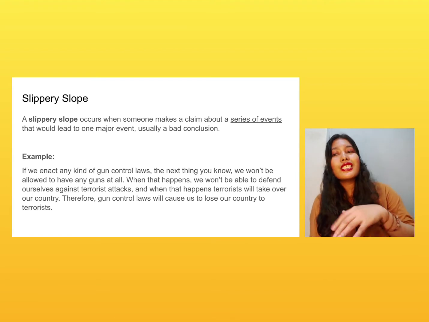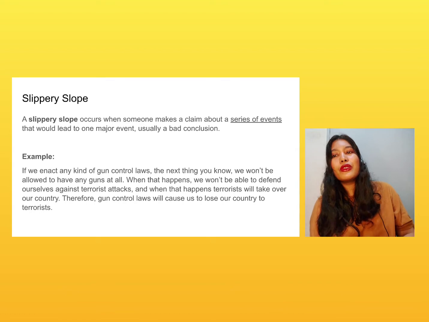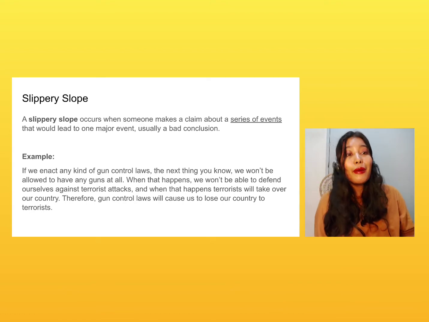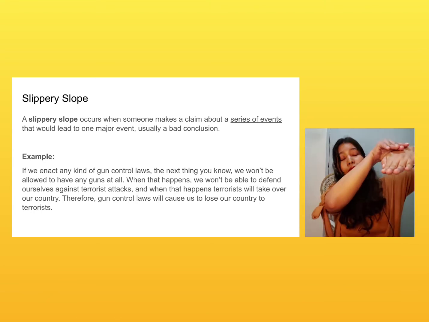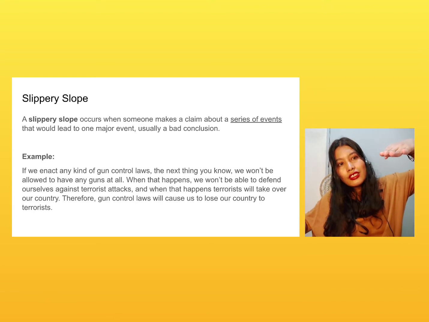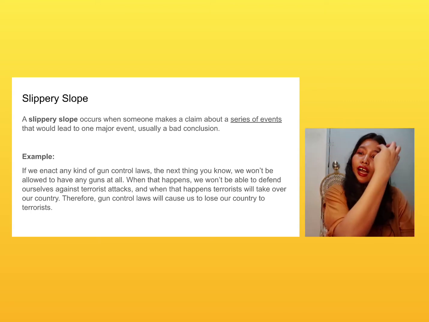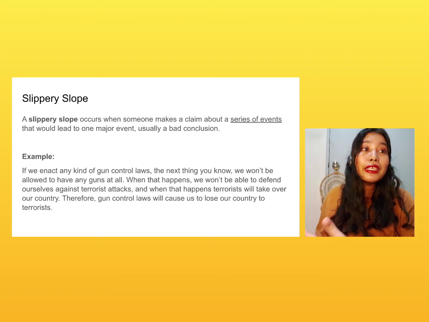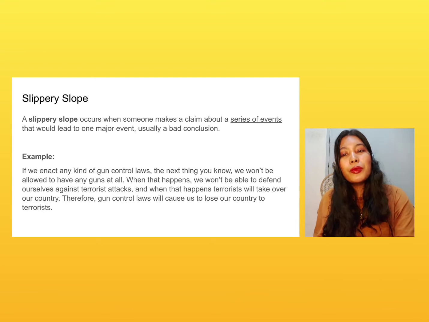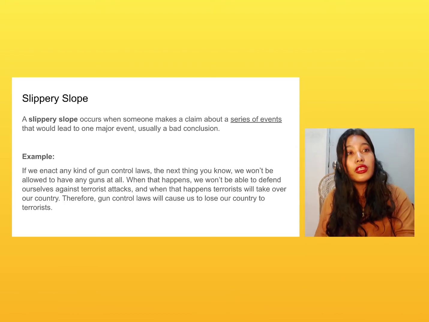By definition, a slippery slope occurs when someone makes a claim about a series of events that would lead to one major event, usually a bad conclusion. What happens is you start with the wrong premise and then you just fall down and fall down. All right. So here's an example. If we enact any kind of gun control laws, the next thing you know, we won't be allowed to have any guns at all. When that happens, we won't be able to defend ourselves against terrorist attacks, and when that happens, terrorists will take over a country. Therefore, gun control laws will cause us to lose our country to terrorists.